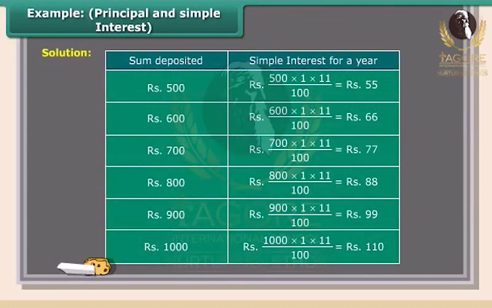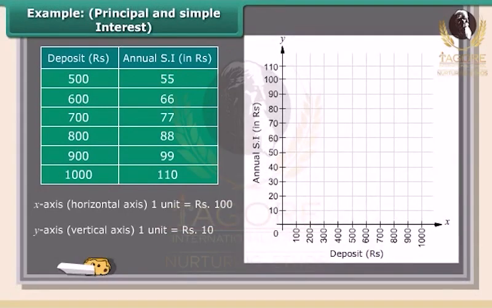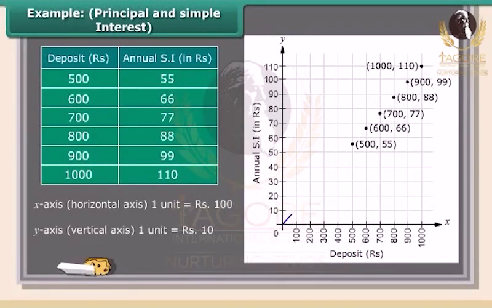Solution. A. Mark the deposit in rupees on the x-axis, the horizontal axis, with 1 unit equal to rupees 100. B. Mark the annual simple interest in rupees on the y-axis, the vertical axis, with 1 unit equal to rupees 10. C. Plot the points (500, 55), (666, ...), (777, ...), (888, ...), (999, ...), (1110, ...). D. Join the points.